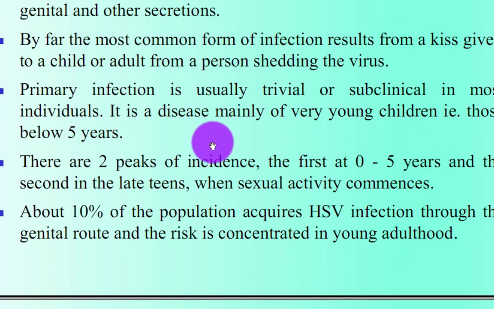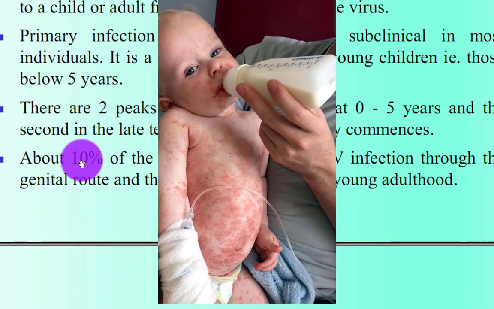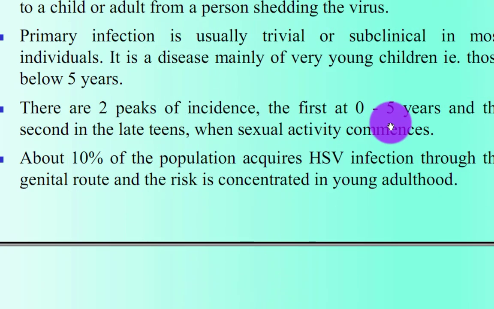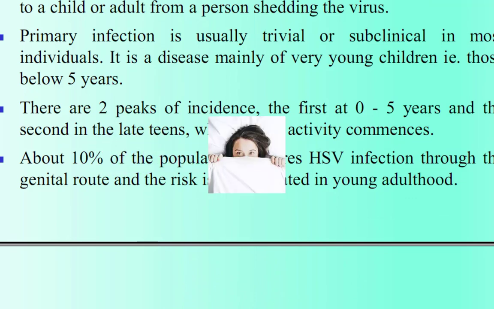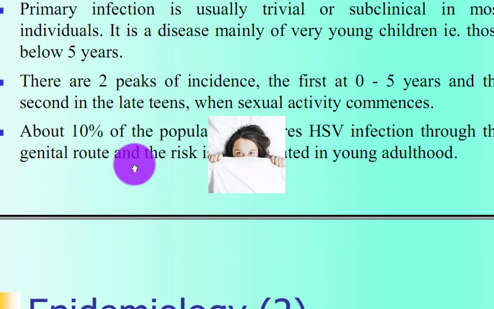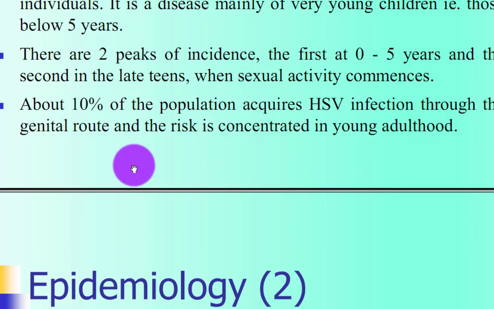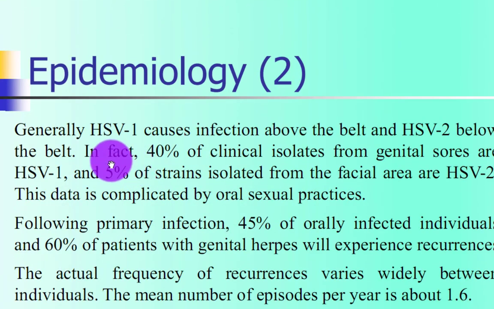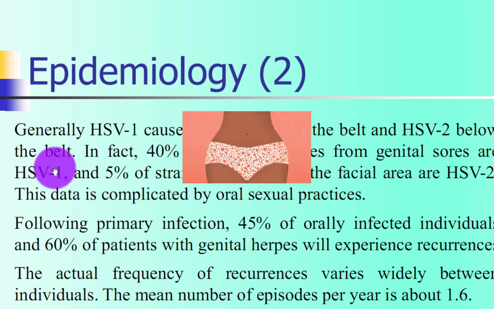It's a disease mainly of very young children, those below 5 years. There are 2 peaks of incidence, the first at 0 to 5 years, and the second in the late teens when sexual activity commences. About 10% of the population acquire HSV infection through the genital route, and the risk is concentrated in young adults. Generally HSV1 causes infection above the throat and HSV2 below the belt.